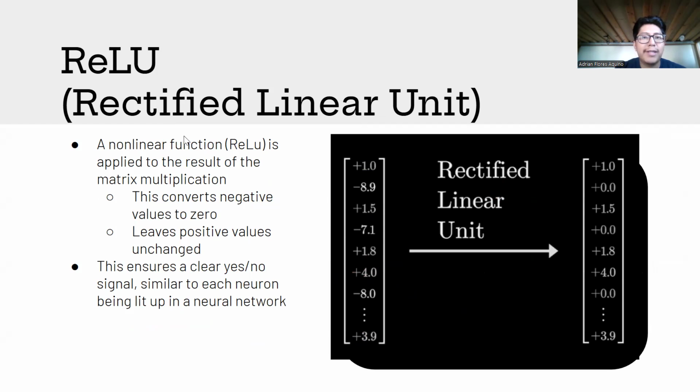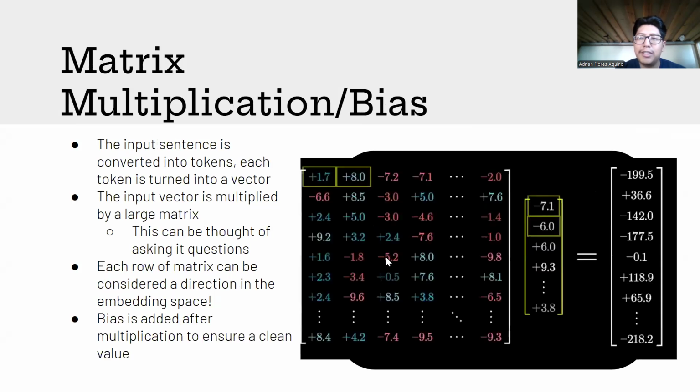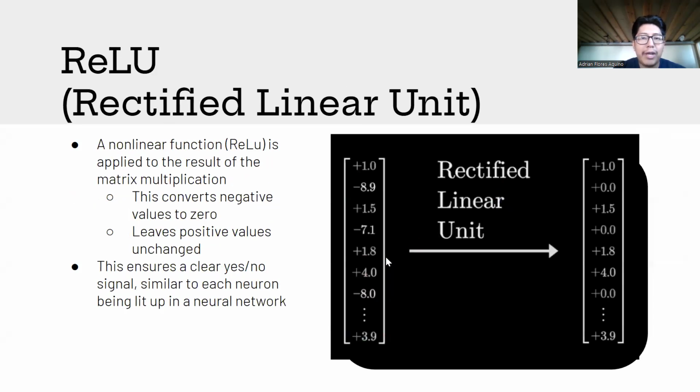So this is where the rectified linear unit function comes into play. This is applied to the results of the matrix multiplication. Once it converts the bigger numbers into small numbers, this is where we convert the negative numbers into zeros and leave the positive numbers just how they are. This allows us to ensure we are giving a clear yes or no signal between every component, every process of the component. It's similar to each neuron being lit up in a neural network.